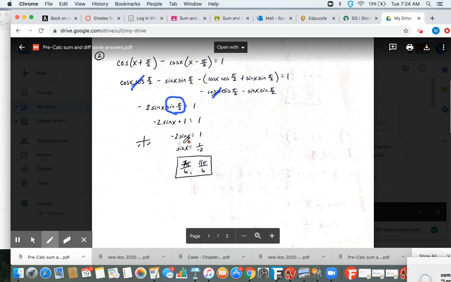From here, you have to continue to simplify, just like you would an equation. Get sine x by itself. So divide by -2. In doing so, we now have sine x equals -1/2. All right, so the y value is 1/2. That's going to be pi over 6, but because it's negative, it's in quadrants 3 and 4. So our answers are 7 pi over 6 and 11 pi over 6.